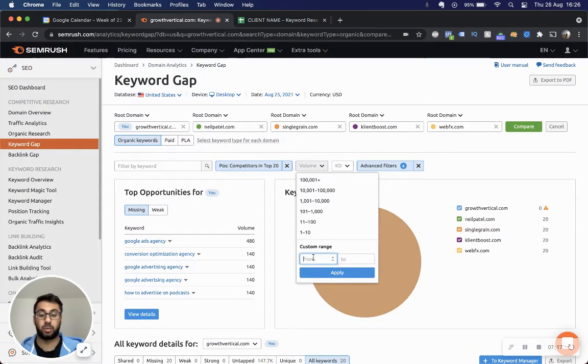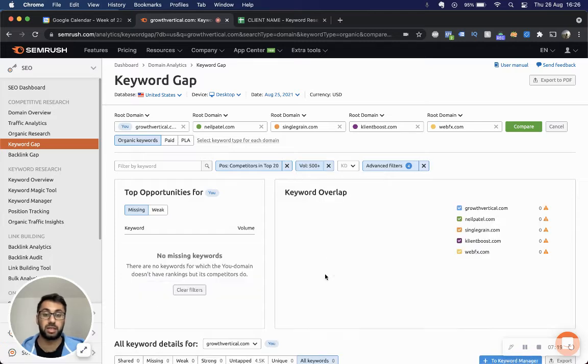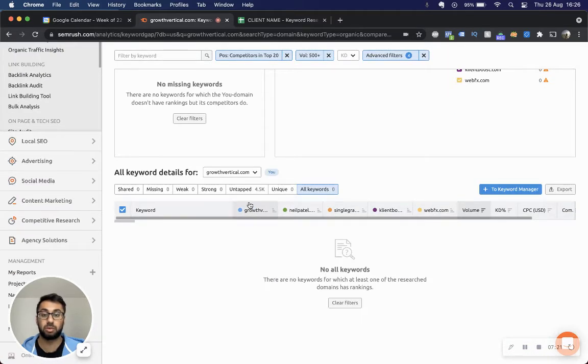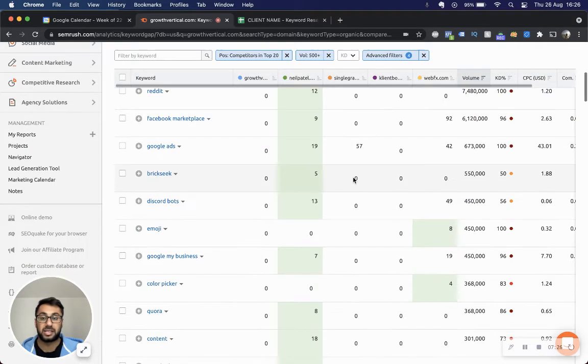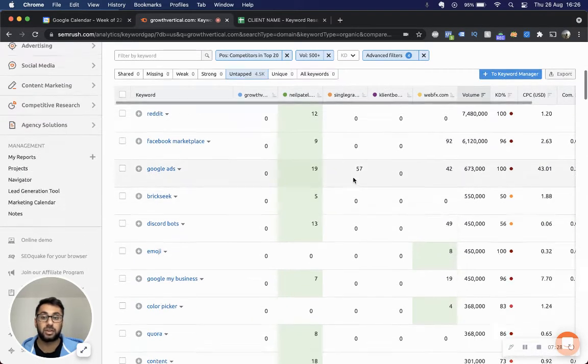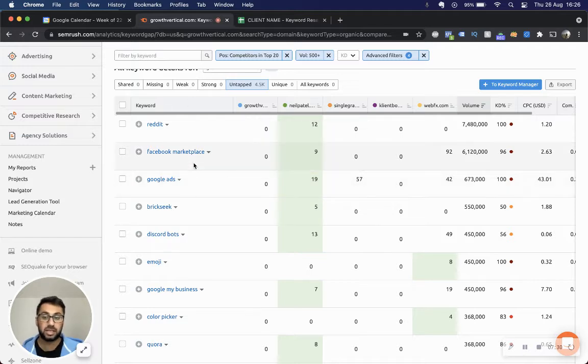And then let's just say that I want to look at everything that's got over 500, because you essentially want to go after the high volume. Oh, seems like only 4.5k. So this is how I narrow things down, right? And you go in and try to understand, hey, what are they ranking for? So let's say I do provide Google Ads, and I haven't got any content on that.